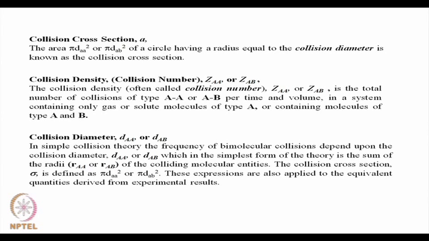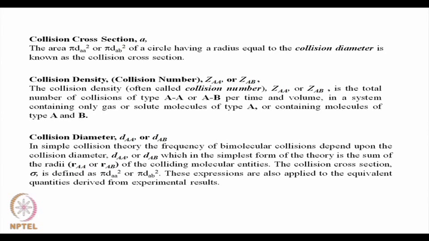So, it is the total number of collisions per unit time per unit volume in a system containing gas or solute of only one type, or containing A and B together. Remember, it is the total number of collisions of type AA or AB per unit time per unit volume.